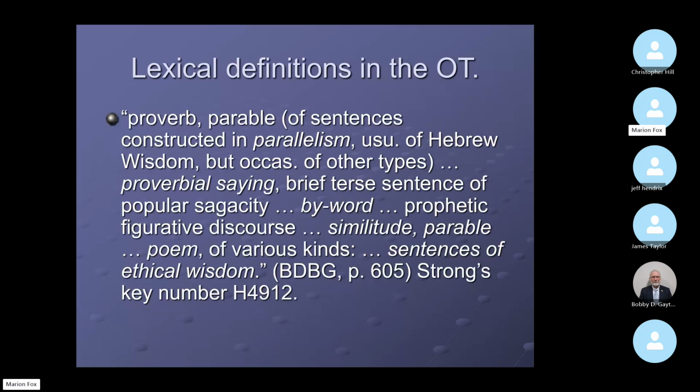well, of course, wisdom would be Proverbs, but we have wisdom in other books of the Bible. So it would be Proverbs and books like Proverbs. And there's proverbs scattered throughout other books in the Old Testament. And so it's used of a byword, a prophetic figurative discourse, simile, parable, poem. That's Strong's number H4912, if you want to look that up.